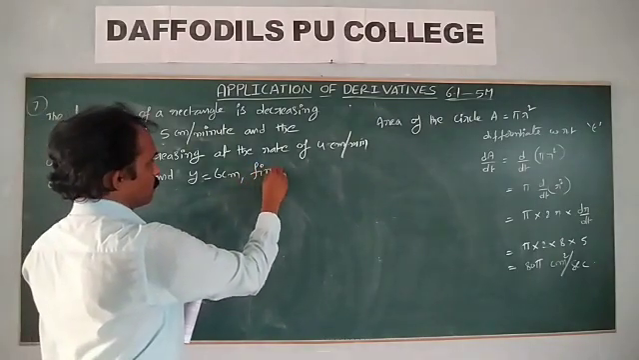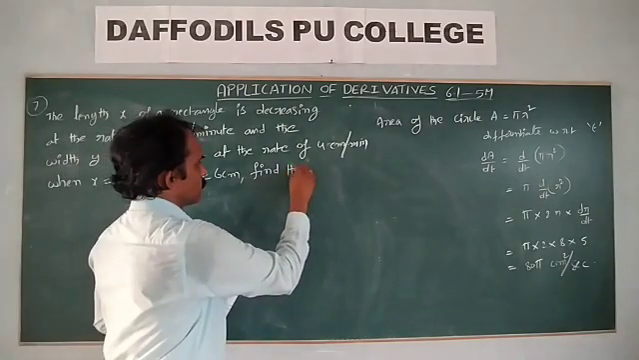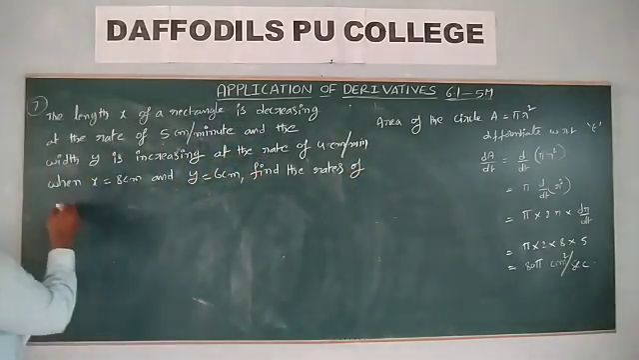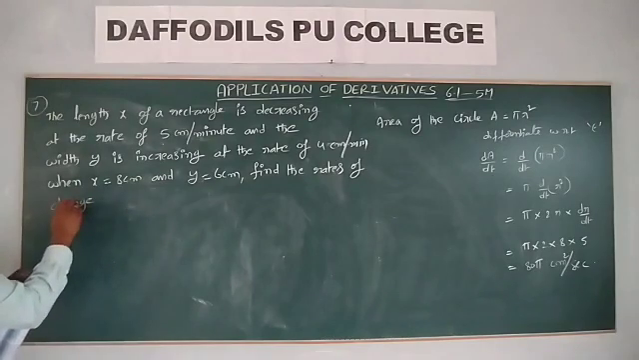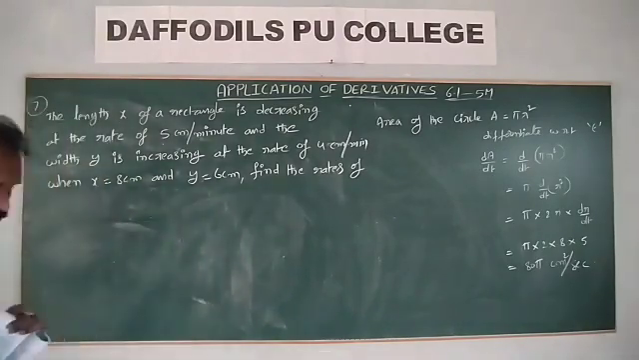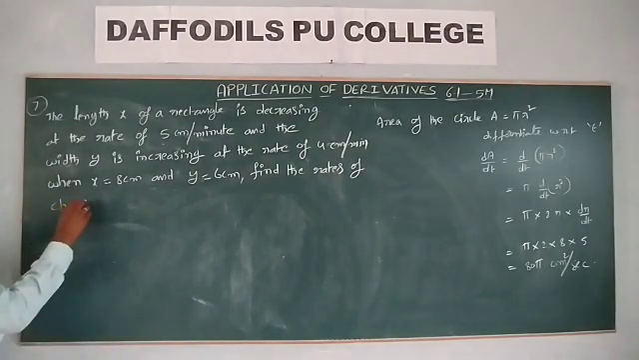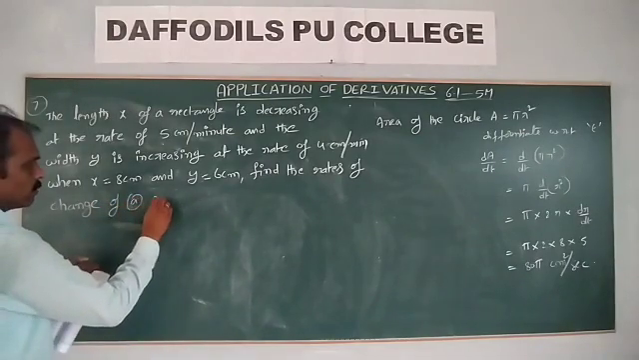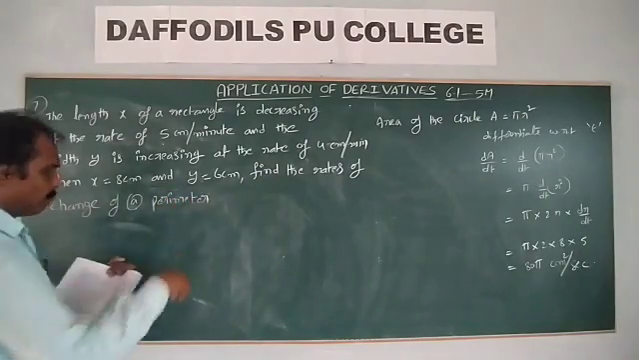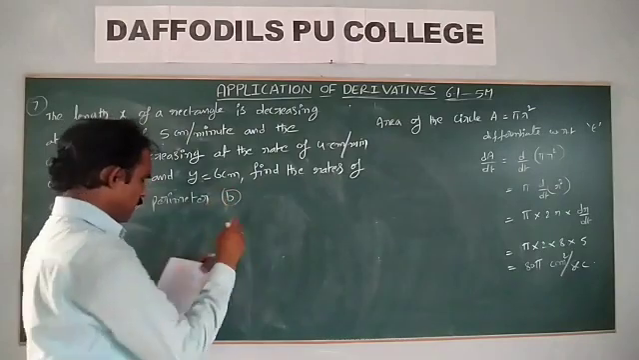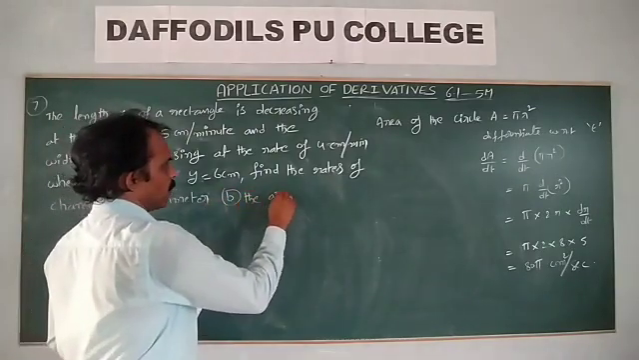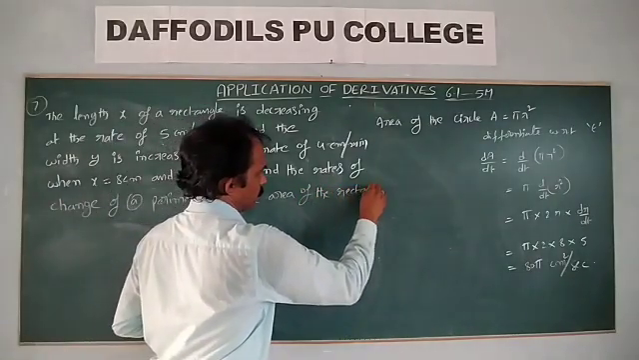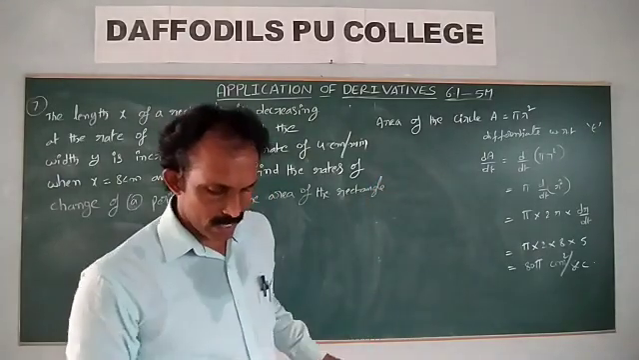Find the rates of change of A, the perimeter, and B, the area of the rectangle.